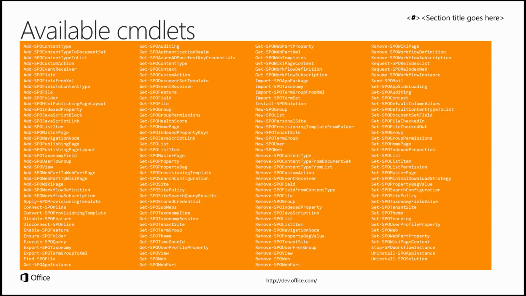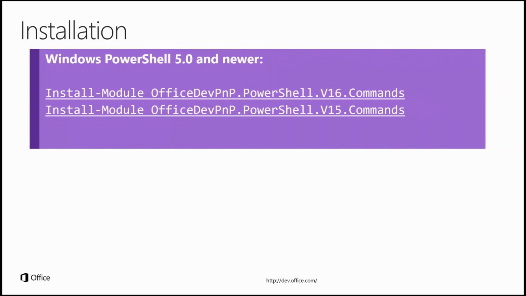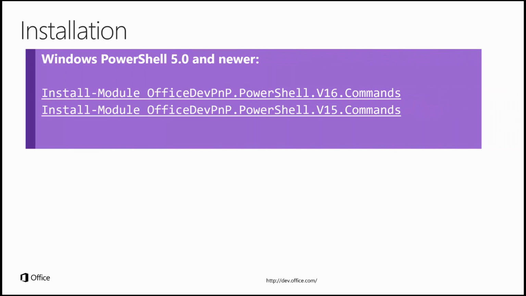Now, how do you install these commandlets? It depends a bit on which operating system you're using and which version of PowerShell you have available. Because this one is the easiest. So if you run Windows 10, for instance, the easiest way to install the commandlets is by using one of these commands that you see right now on screen. So the easiest way is to say install module and then office-dev PnP .PowerShell and then a version number .commands. That version number points to where you want to use the commandlets.